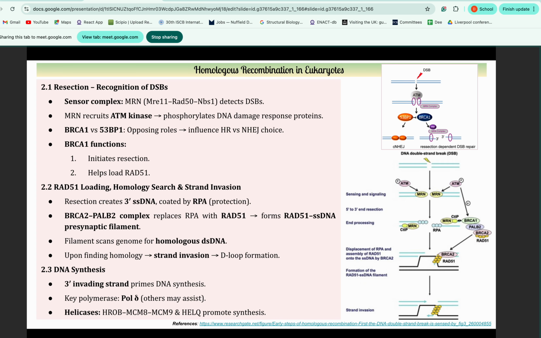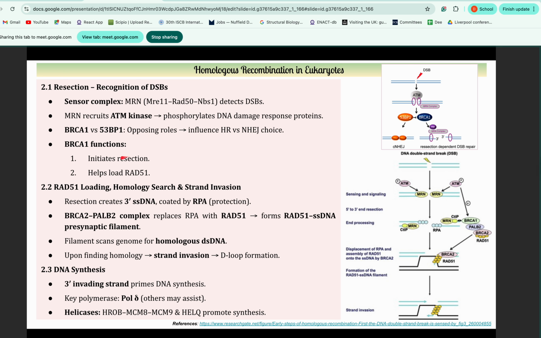Now we will talk about homologous recombination in the eukaryotes. First step is resection, in which the recognition of the double strand break is done. In this case MRN comes, which we have discussed. These 3 protein complex detects the double strand breaks. They will recruit ATM kinase, which will phosphorylate this site, which will send the signal that the repair needs to be done here. Now BRCA1 versus 53BP1, they have opposing roles. They will decide whether the repair will be homologous recombination or NHEJ.